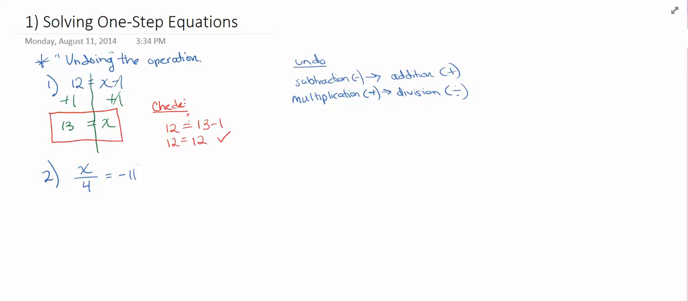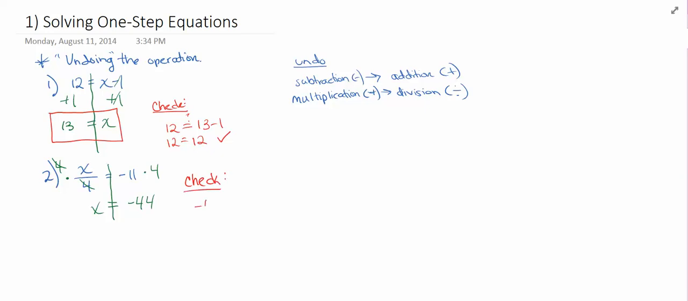Okay, so we need to think about how we can undo the operation with x so that we can get it by itself. Right now it's being divided by 4. What is the inverse or opposite operation of dividing by 4? Okay, well, you know this. You're going to want to multiply both sides by 4, and that will undo the operation. What you do to one side, you must do to the other side. Negative 11 times 4 is going to be negative 44. Do a quick check, make sure that this works.